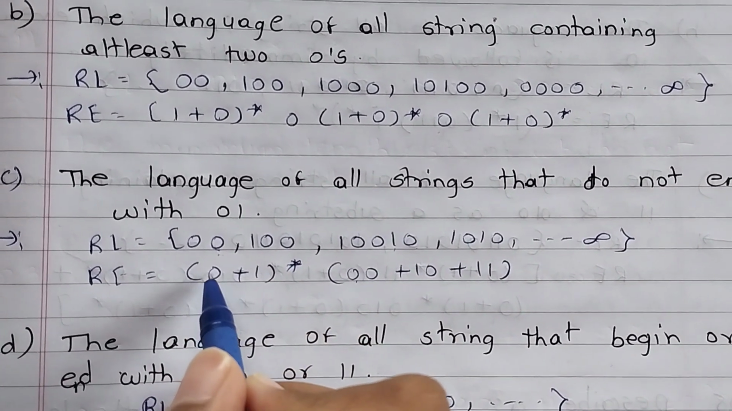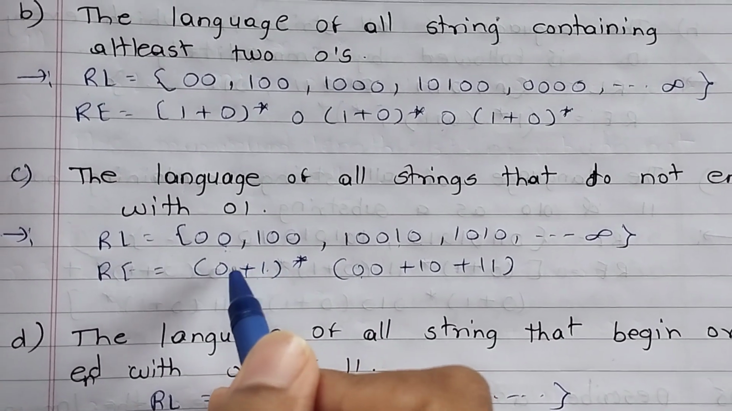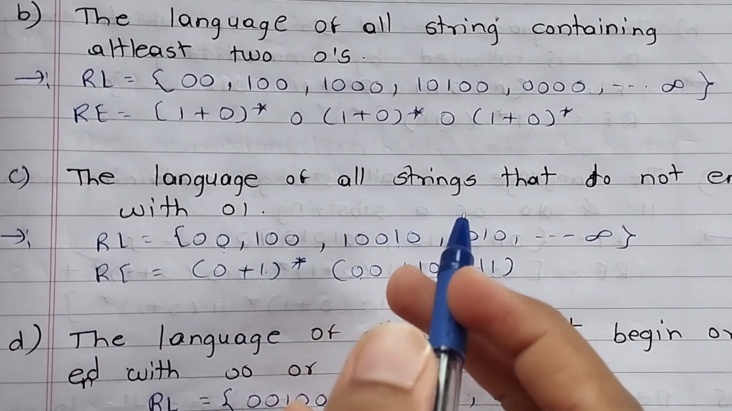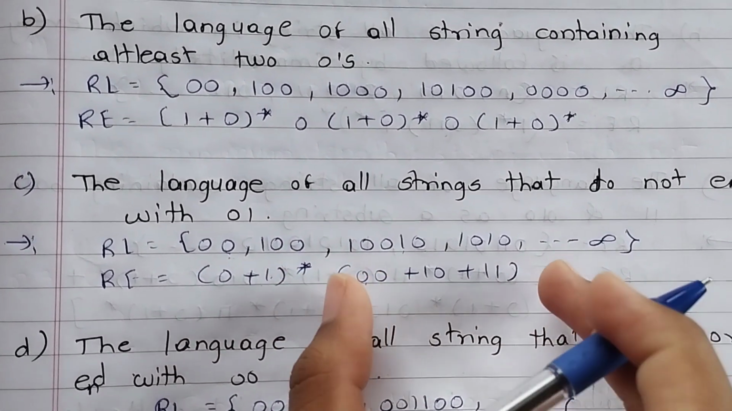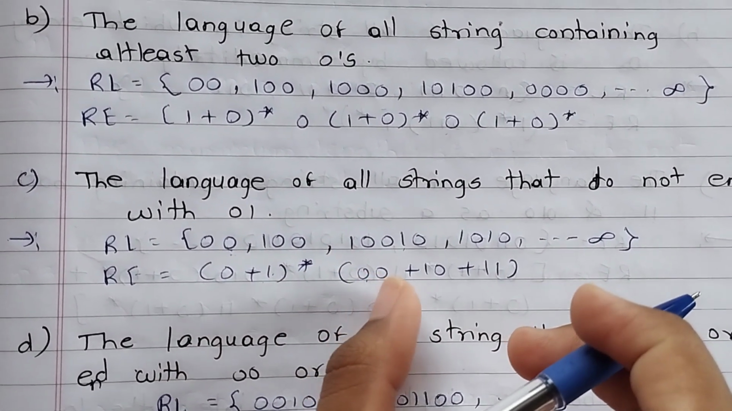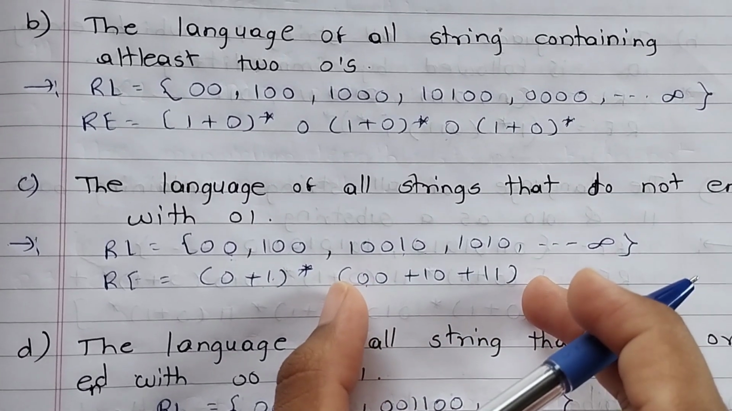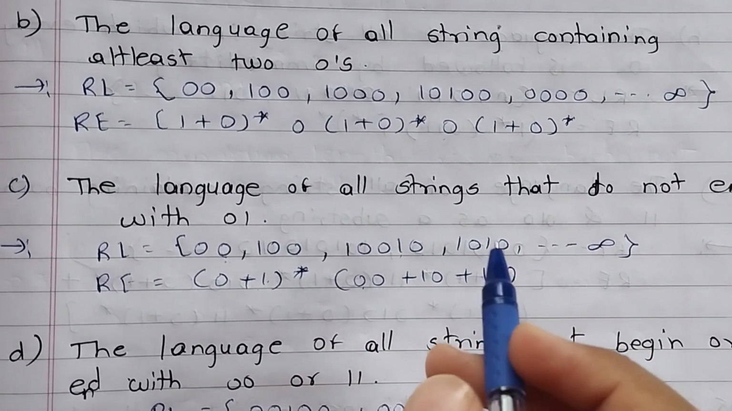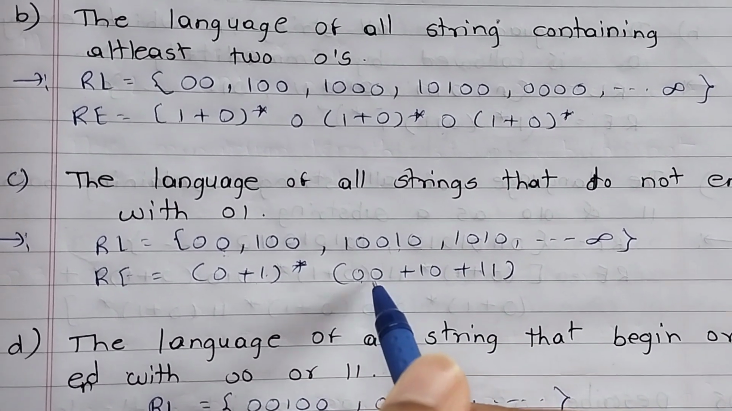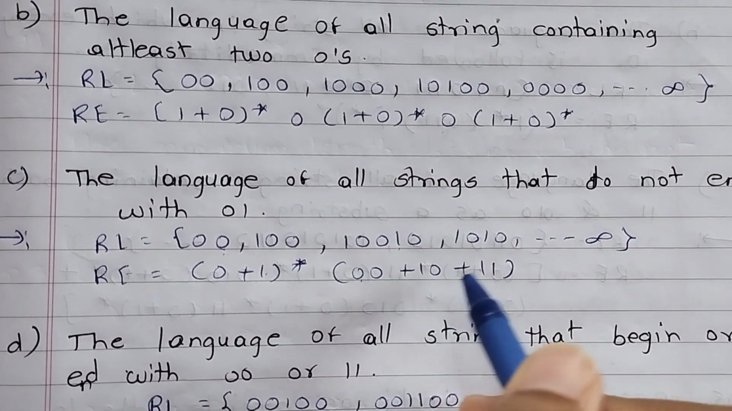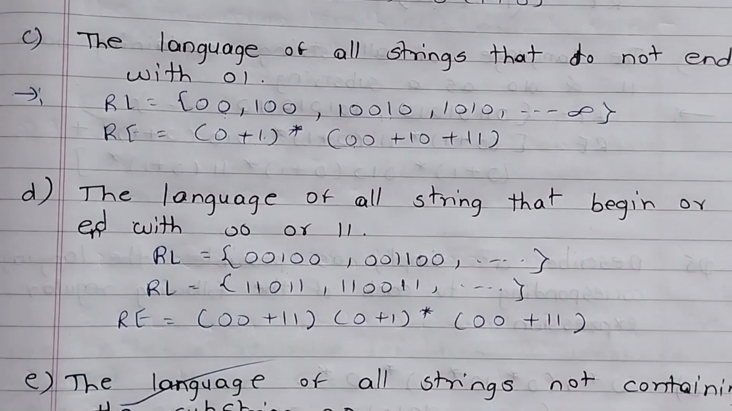So for that we write (1+0)*, meaning any combination of 0 and 1 you can take, and it must end with this string, meaning 00 or 10 or 11. This is compulsory. You take any string from this bracket, then you take 00, or you go for 10 or 11. So same for here.